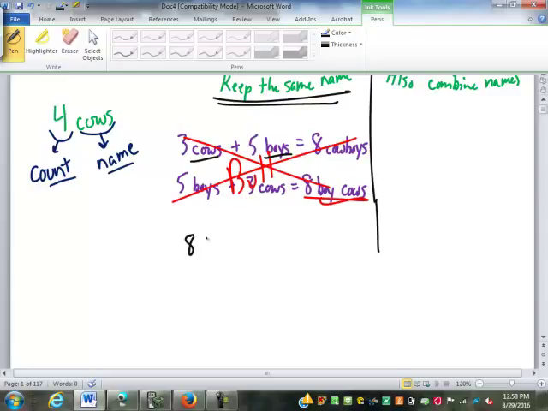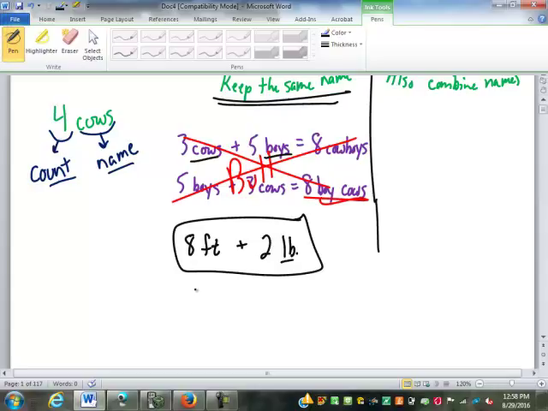Just like if we had, let's say, 8 feet plus 2 pounds. If we go to add those, what do we get? Careful. If we go to add them, they have different names. We just get 8 feet and 2 pounds. We can't combine them with addition or with subtraction because they have different names. So when we add or subtract, we need to have the same name. Here's some circles.